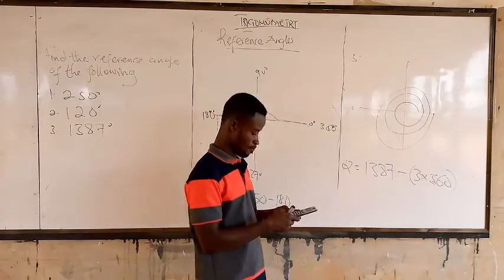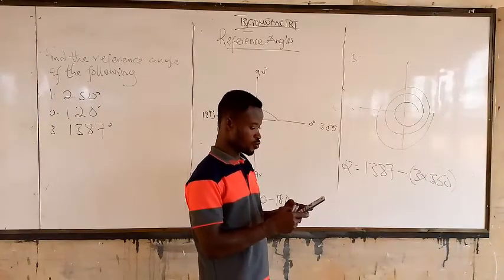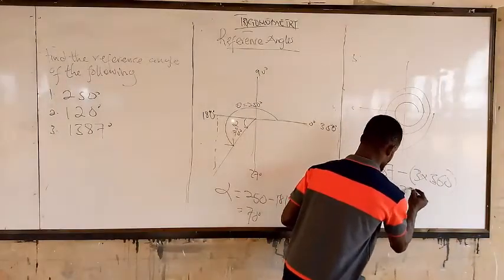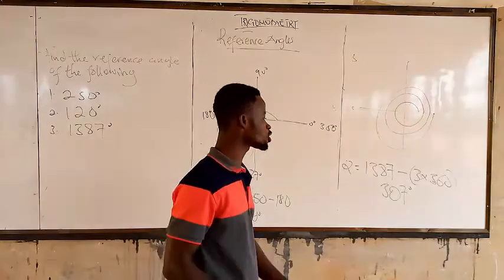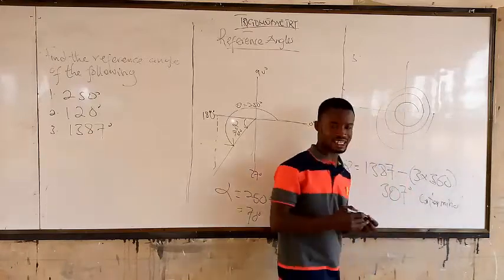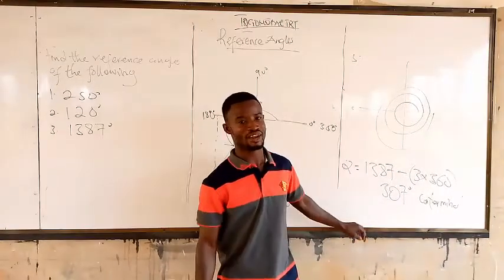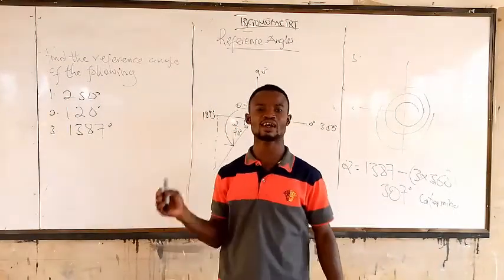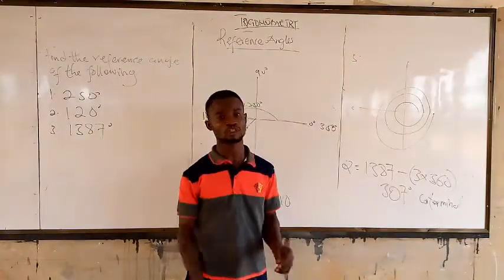So when you subtract this from this, let's see what you're going to get. 1,387 minus 3 times 360. We get 307 degrees. Alright. So now, this 307 is going to be coterminal. And I hope you understand coterminal. This 307 is going to be coterminal to 1,387, because a coterminal angle has the same initial and terminal side. So this and this are going to be coterminal.